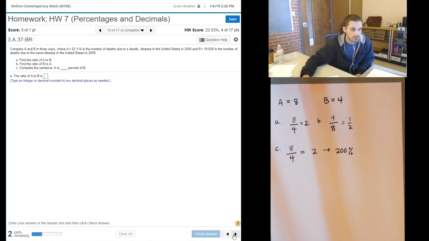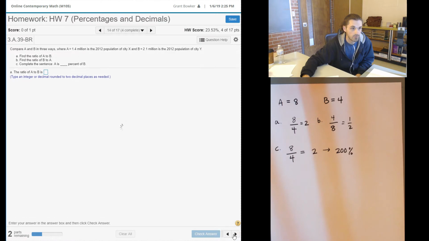I'll let you try this one out. Find the ratio of A to B, B to A. A is blank percent of B. Same old song and dance from the last one. Again, similar story. You're finding the ratio of A to B, B to A, and then recognize A is blank percent of B. That is saying find the ratio of A to B and then multiply by 100.